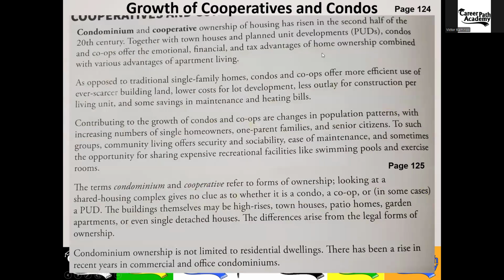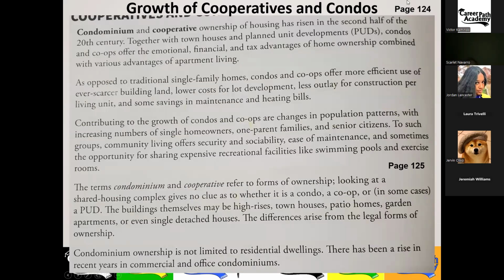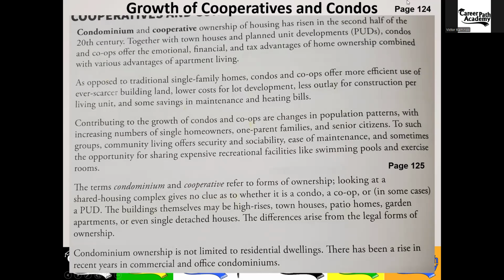Okay, so now we're going to talk about condominiums and cooperatives. You all probably heard of those terms before, but do you actually know what they mean, what they are? So when it comes to condominiums and cooperatives, let's learn about what they are here.